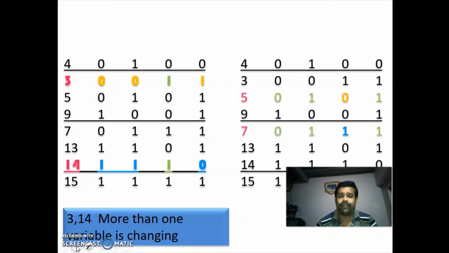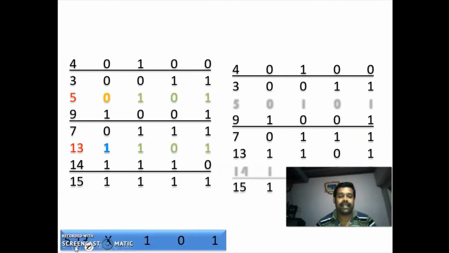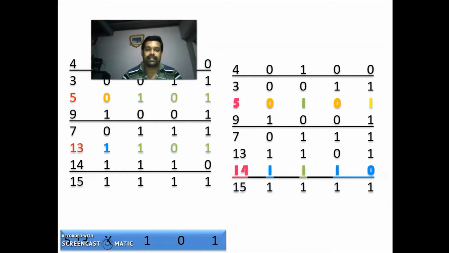Now we are comparing 5 and 7. Only one bit, that is the third bit, is varying, all the other are same. So 0 1 x 1. Next we are comparing 5 with 13. Only first variable is changing, so we can write it as x 1 0 1. Then we are comparing 5 with 14. More than one variable is changing, so unable to consider that.